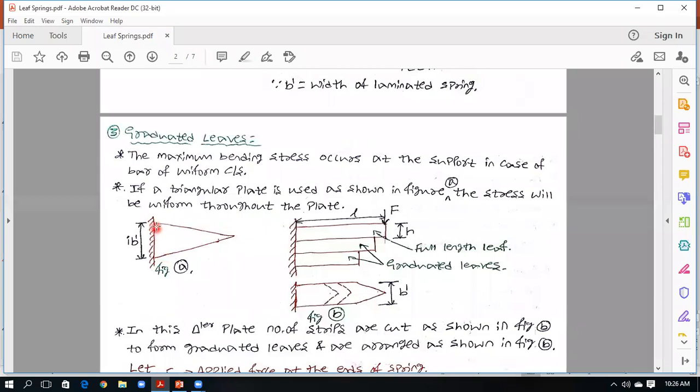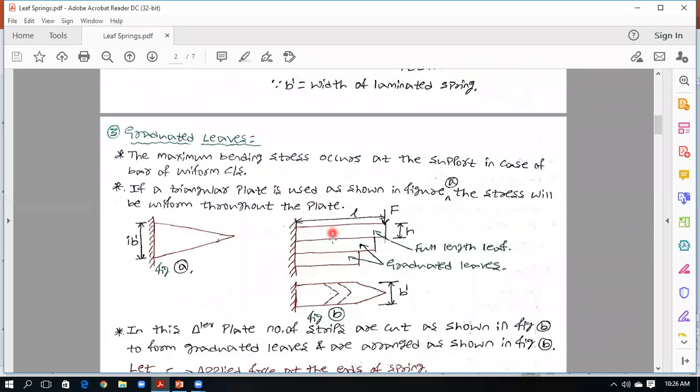In that triangular plate, if the member is subjected to loading, the stress distribution will be uniform throughout the section. That is the advantage of using the triangular plate. To construct the graduated leaves, they will use the triangular plate, which is shown in this figure A.